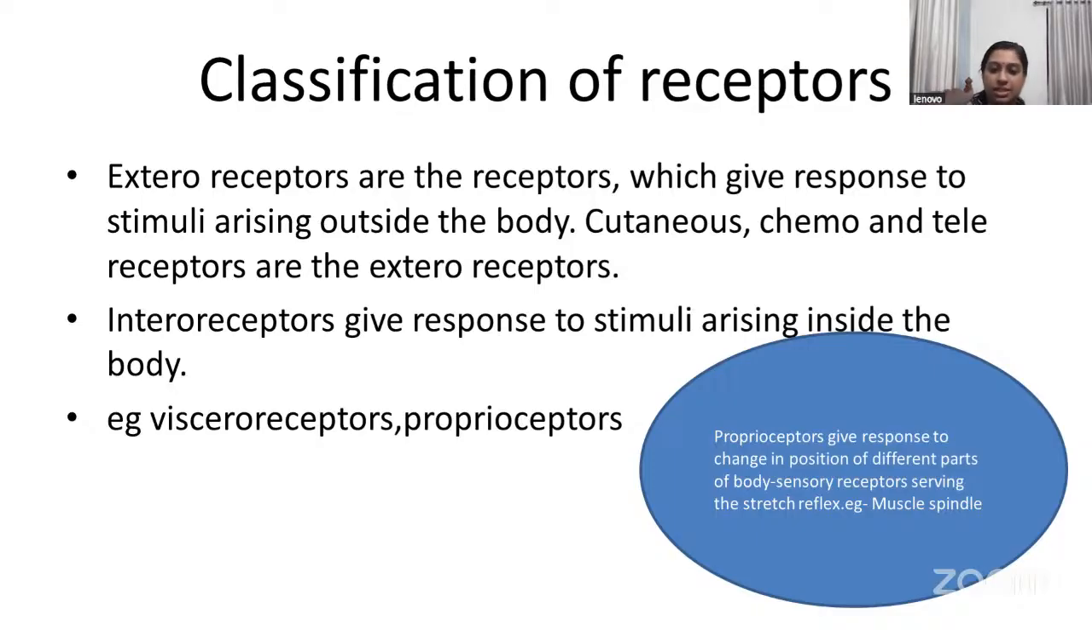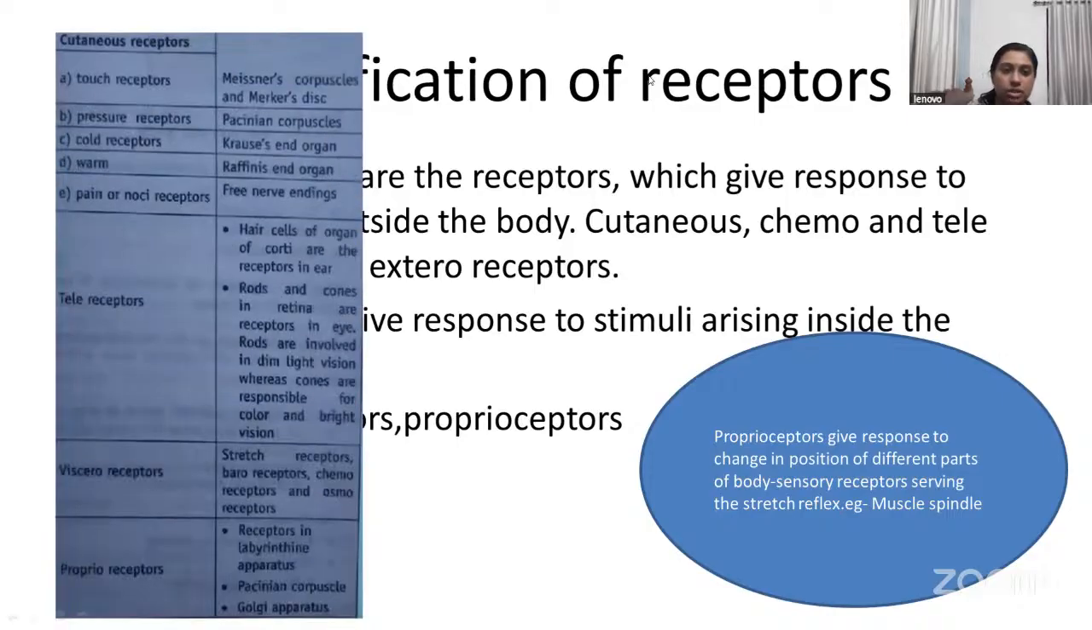So proprioceptors respond to the change in position of the different parts of the body. For example, sensory receptors serving the stretch reflex, mainly the muscle spindle. The position and movement of the body is regulated by the proprioceptors, that is, by the stretch reflex of the muscle, which is again concerned with the proprioceptors. So these are the different types of receptors. Many questions can be asked from this single table itself.